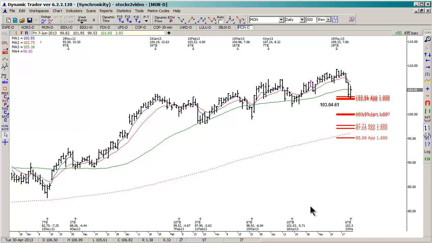In this week's video, we're going to focus on symmetry and we're going to focus on Monsanto. Okay, now the definition of symmetry, the way I use it in the market, is similarity or equality when comparing swings in the same direction.